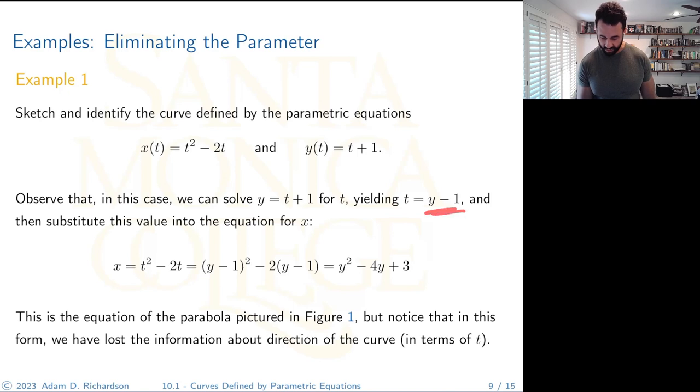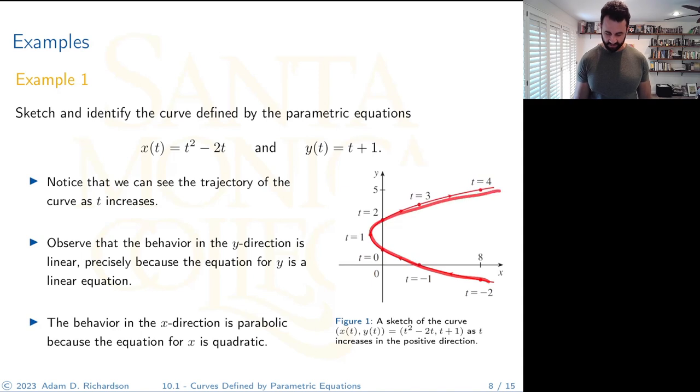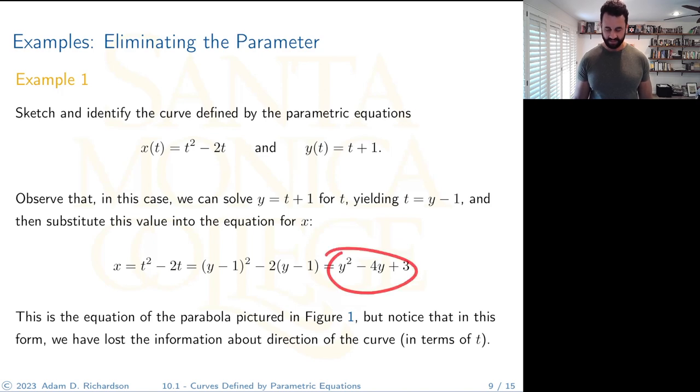Now we're going to take t equals y minus 1 and we're going to plug it in for these t's. And this is what we get. y minus 1 squared minus 2 times y minus 1. And then when we simplify that, we get this formula here, y squared minus 4y plus 3. So here's the interesting, cool part. This is the equation of that parabola that was in the figure before. That's the equation of this parabola right here. If you wanted to write it in terms of Cartesian coordinates, this is the formula for it, x equals y squared minus 4y plus 3.